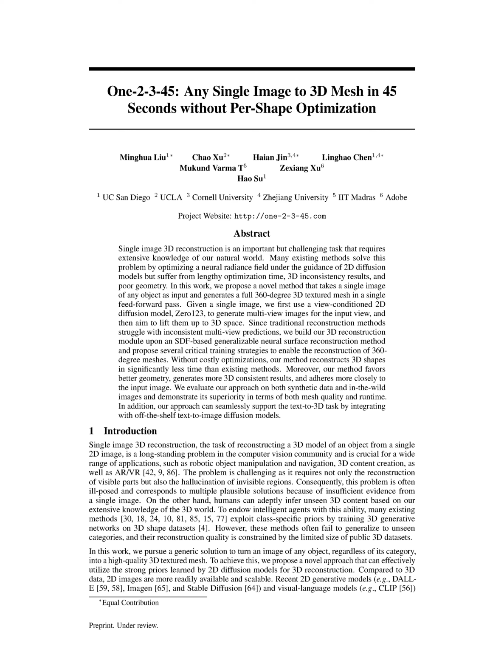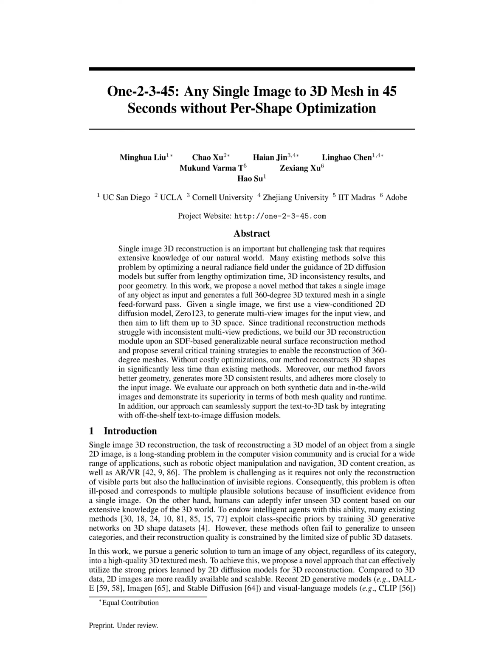However, these techniques often struggle when encountering unknown categories, and their ability to reconstruct is limited by the size of publicly available 3D databases. In our research, we strive for a generic solution that can convert an image of any object into a high-quality 3D textured mesh. We propose a novel approach that leverages the powerful knowledge learned by 2D diffusion models for 3D reconstruction.